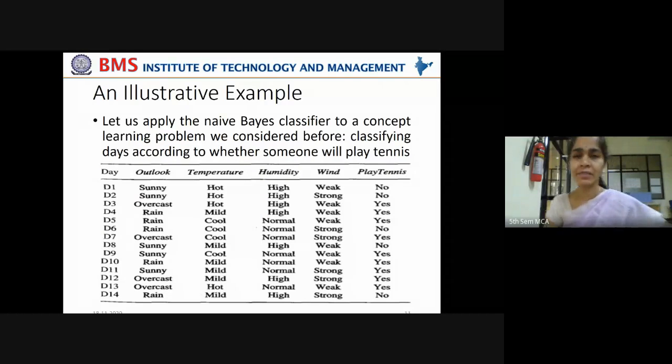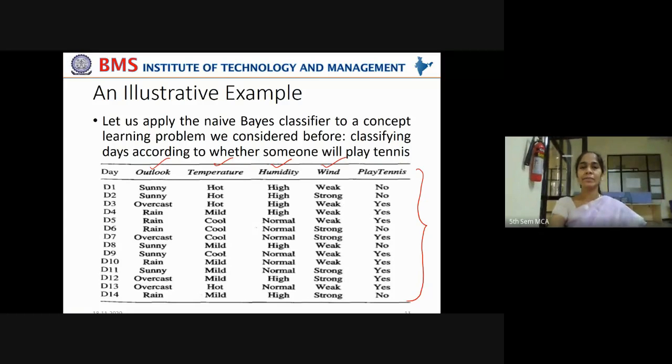Now let us take an illustrative example. This is the table that is given in your second chapter, classifying whether tennis will be played on a particular day given the weather conditions: outlook, temperature, humidity, and wind. Now let us apply the naive Bayes classifier to a concept learning problem like this, classifying days according to whether someone will play tennis or not. So the learner will start learning from these 14 training examples, and whenever a new instance is given, it should be able to predict whether tennis will be played on that day or not with a good amount of accuracy.